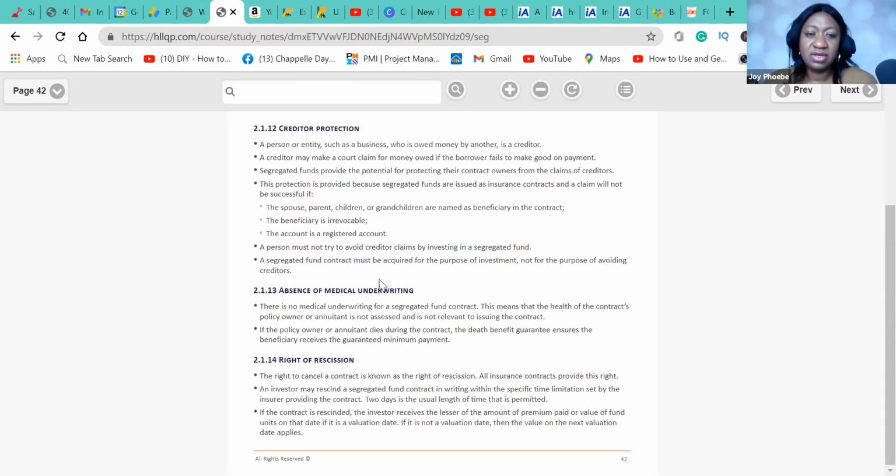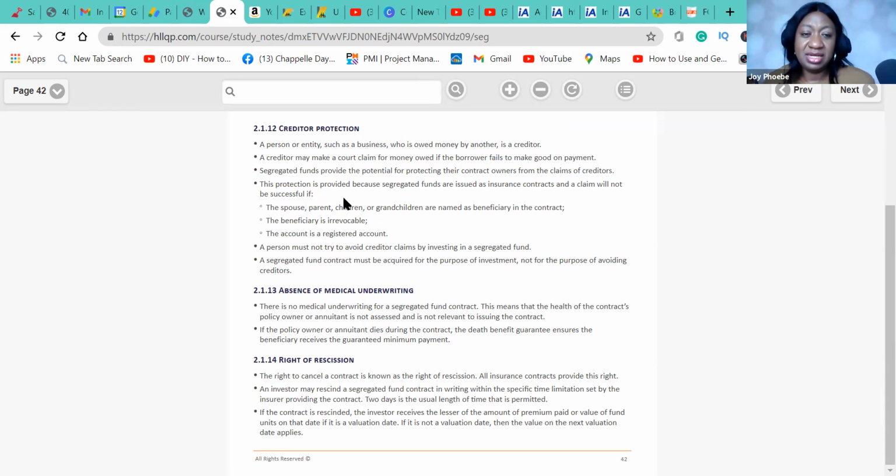So the next benefit of seg fund is creditor protection. We've talked about that one. A creditor is a person or entity, such as a business, who is owed money by another. When you are owing somebody and they are coming after you for their money, your segregated fund money is creditor protected. Nobody can go touch it.